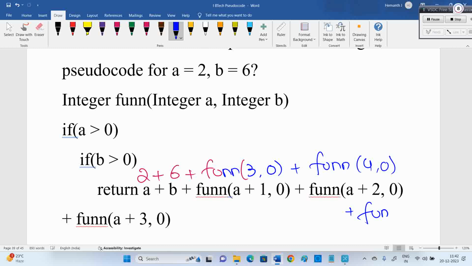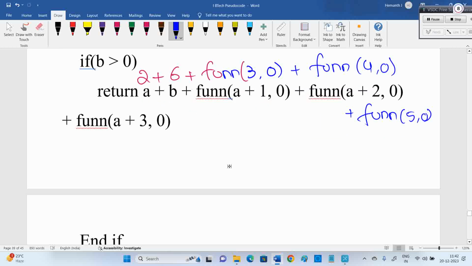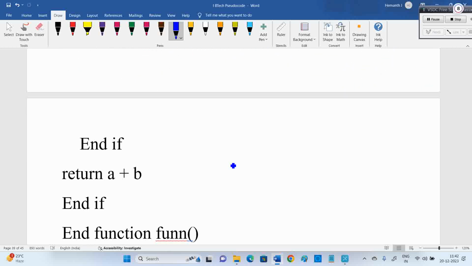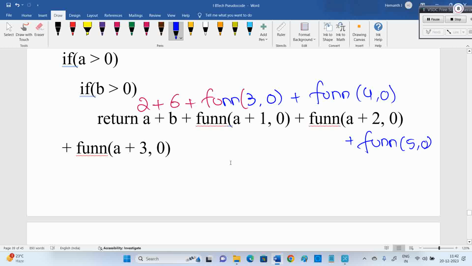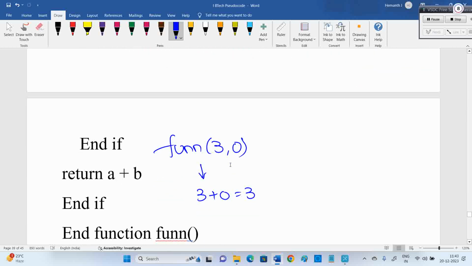Right. Now I have to calculate what is function of 3 comma 0. I'm giving A value 3 greater than 0, but B is 0, not satisfied. That means I cannot enter. What's the alternate if I don't enter? Return A plus B. So for function of 3 comma 0, the output will be 3. Why, sir? Because you are not entering that if. If you are not entering the if, what is written after end if is A plus B, so 3.